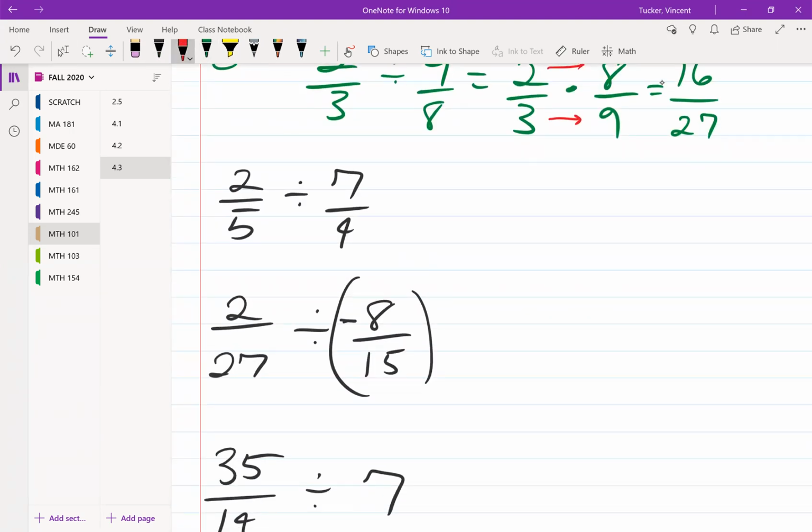All right, so let's do a few examples and then we'll close it out. So here we have 2/5 divided by 7/4. 2/5 times 4/7. Keep the first fraction, change the division sign, flip the second one. Multiply across, that's 8 over 35.